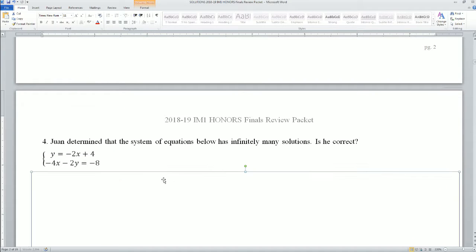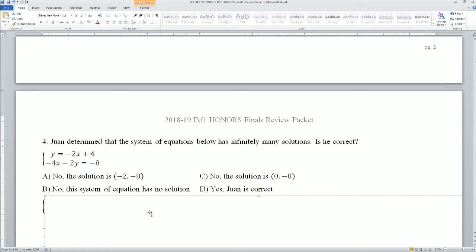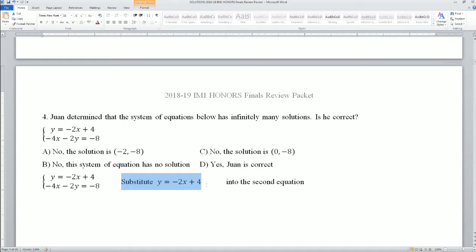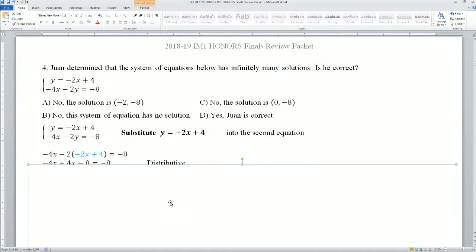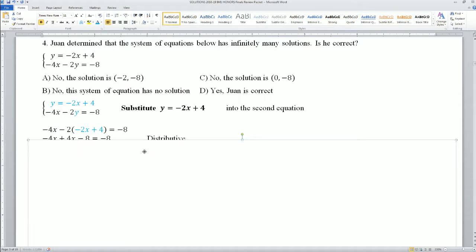Number 4. Juan determines the system of equations below has an infinite amount of solutions. Is he correct? We have this equation and this equation. Again, you could solve this by elimination, substitution, or graphing. In this case, I substituted. Okay? So, watch this. You see how this was the second equation? Do you see where y is? I made that substitution. So this went into y. That's how I got this equation. Again, I'm substituting y equals negative 2x plus 4 into the second equation.